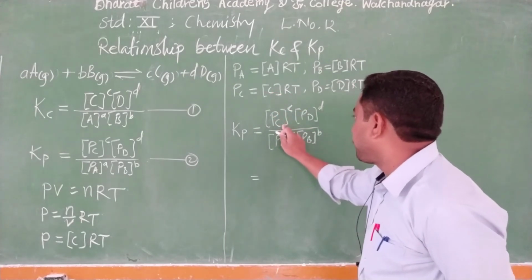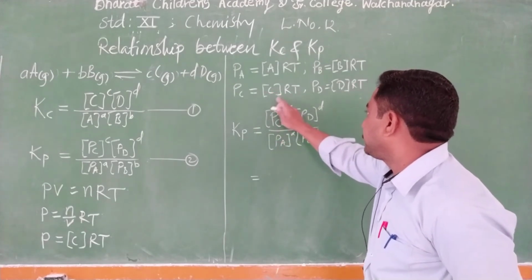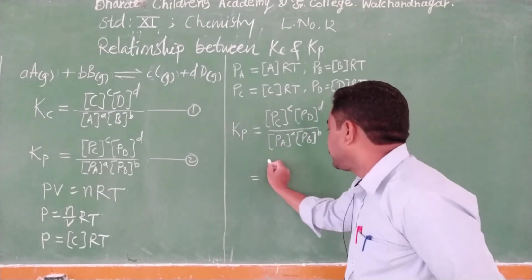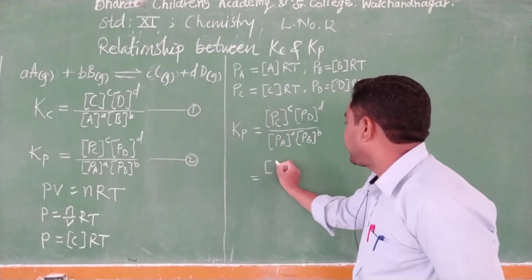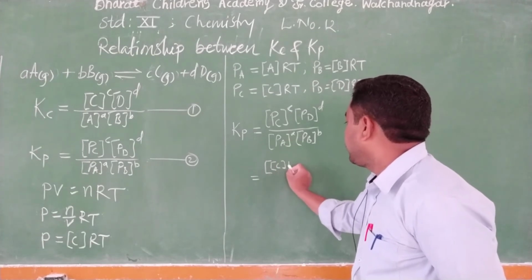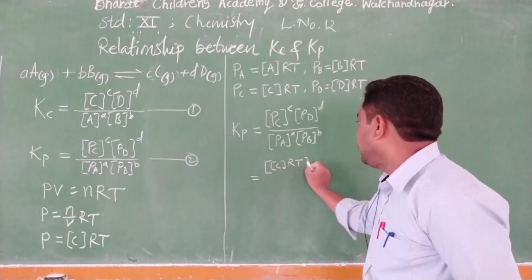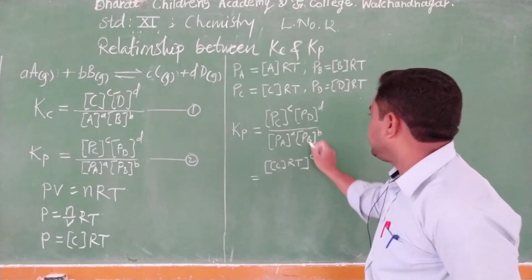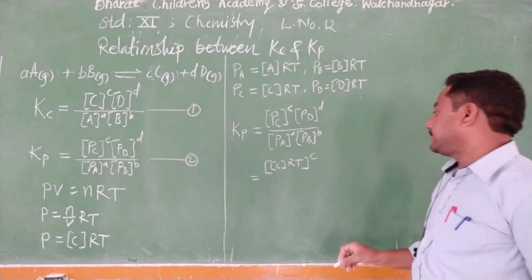So instead of PC, I'll put C[RT]. So it becomes... I should use two square brackets now. Concentration of C, RT will be the PC, and that C raised to c will remain as it is.